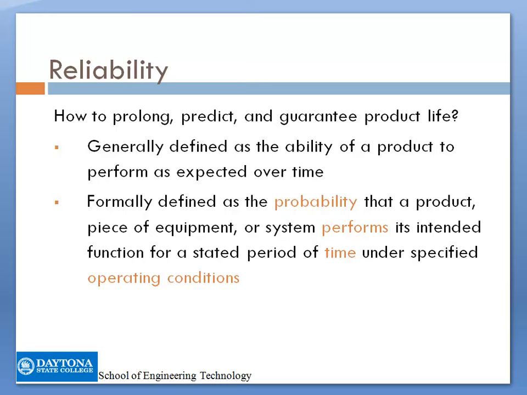If you notice those highlighted words, probability, so it will be a percentage or a number between 0 and 1. Performs has to do with the ability to function. Time is very key in reliability because it's very similar to the quality definition, but it has to do with time. And it will be under those specified operating conditions. So you have to take into consideration those different operating conditions because that will give you more information about how long the product will last.